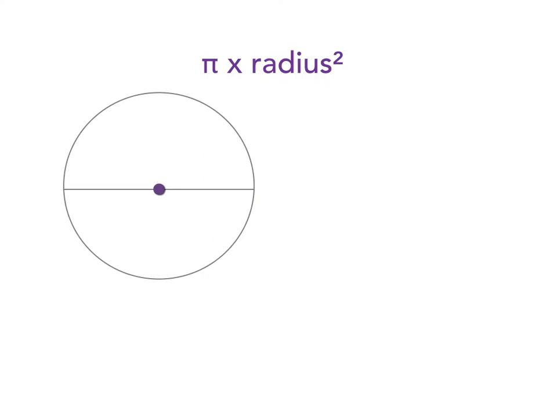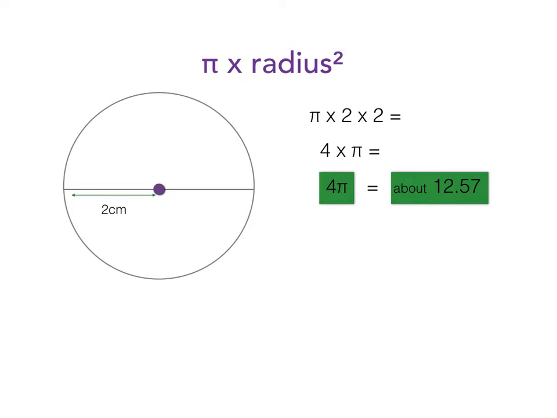So now let's do an example. Here's the circle, and the purple dot is the center of the circle. The green line measures the radius, which is 2 centimeters long. So using our formula, which is pi times radius squared, you would write pi times 2 times 2, which equals 4 times pi, which is also 4 pi, or you could also write it as about 12.57.